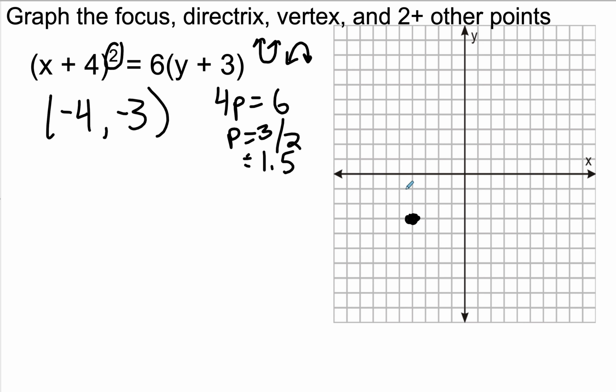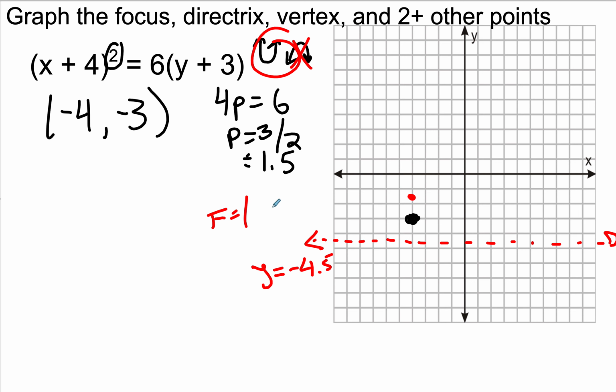Let's grab the focus. It's a positive number, so I'm pointing up. Focus is above, directrix is below. It is 1.5 above focus, 1.5 below directrix. Okay, so this is y equals -4.5. Focus is, let's see, well, the x is going to be -4, and the y is going to be -1.5.